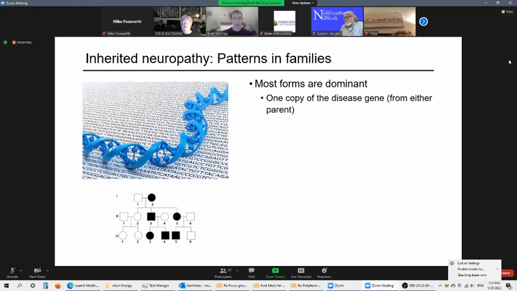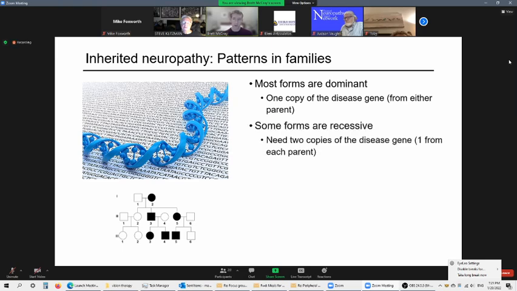So most forms of inherited neuropathy are dominant, meaning that you only need one copy of the disease gene to get the neuropathy, and those usually are pretty obvious in families. So if a parent has it, then there's a 50% chance they'll pass it on to their children. There are recessive forms, meaning that you need a copy of the disease gene from both parents. And so those are a little harder to track through families. It's a little less likely that you see those.